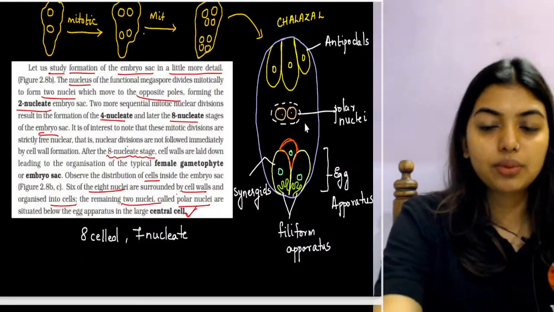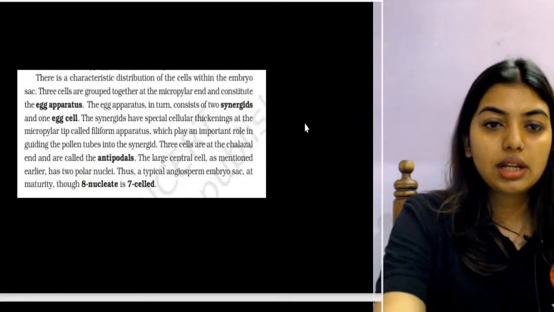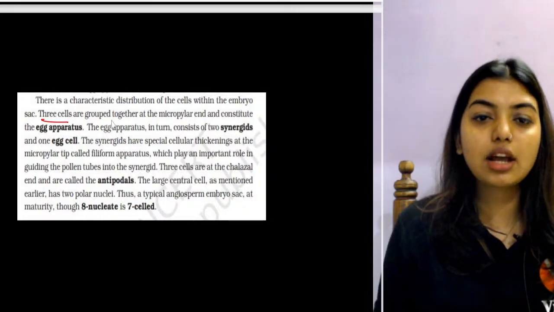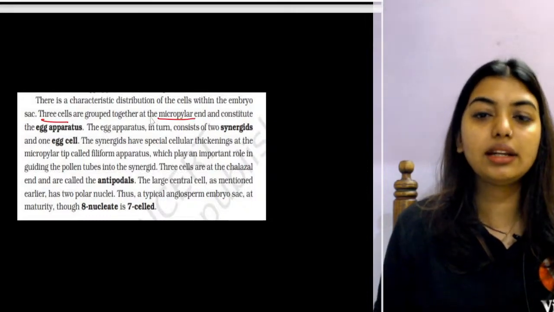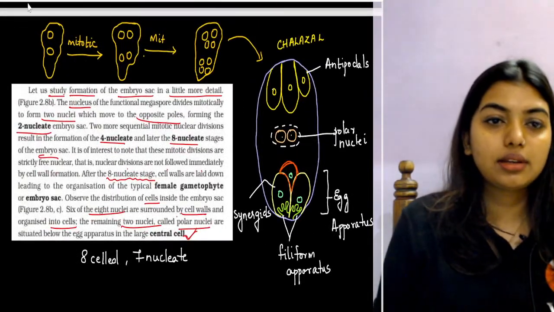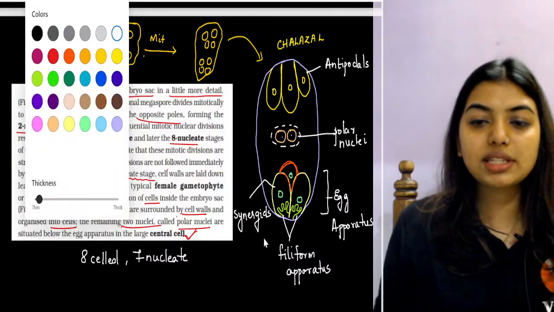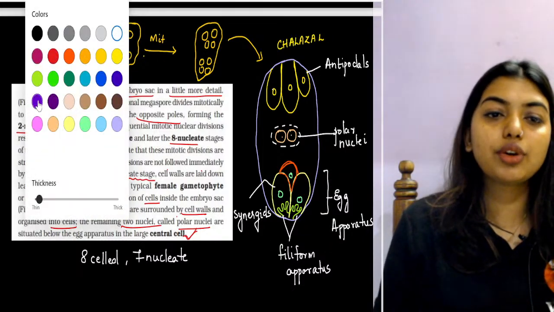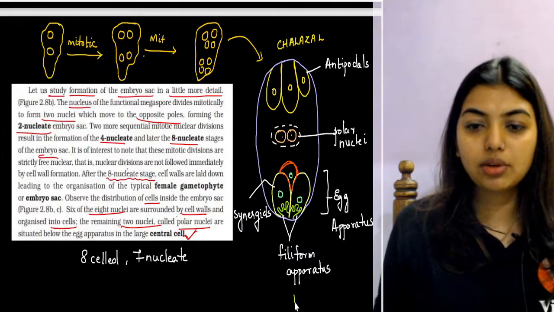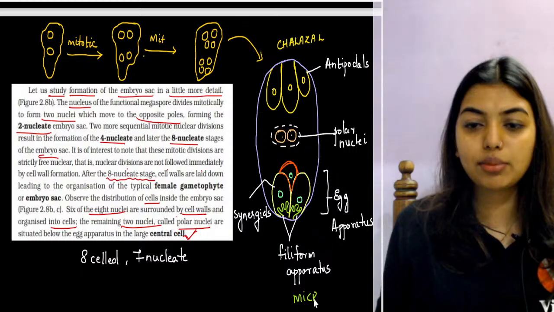Okay, chalo. Now embryo sac is understood. Now there is a characteristic distribution of cells within the embryo sac. 3 cells are grouped together at the micropylar end. So students, this is the micropylar end. I forgot to label here. Why is this the micropylar end? Because the integuments are not present at that place, and also this is going to allow the pollen tube to come. So this is micropylar.